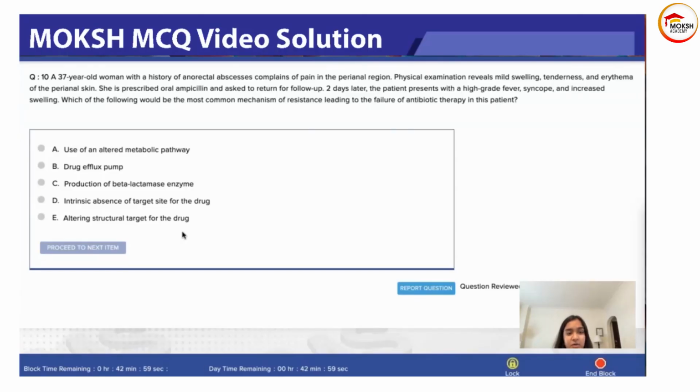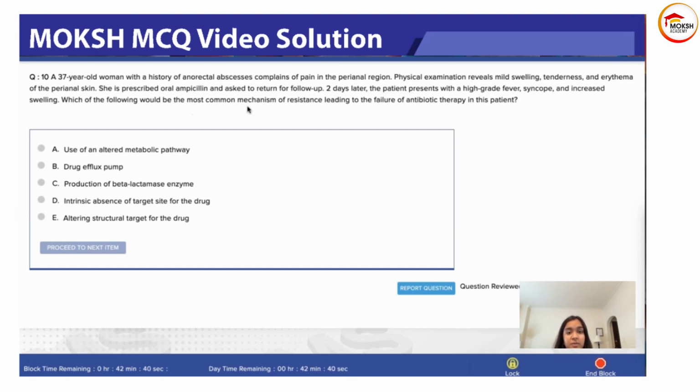A 37-year-old woman with a history of anorectal abscesses complains of pain in the perianal region. Physical exam reveals mild swelling, tenderness, and erythema of the perianal skin. She is prescribed oral ampicillin and asked to return for follow-up 2 days later. The patient presents with high-grade fever, syncope, and increased swelling.